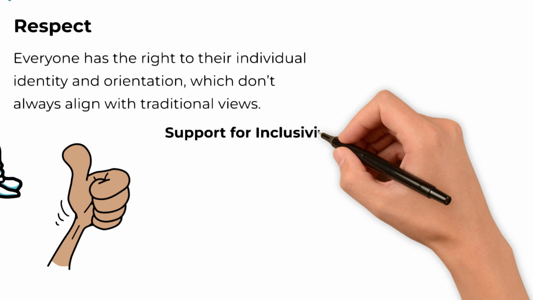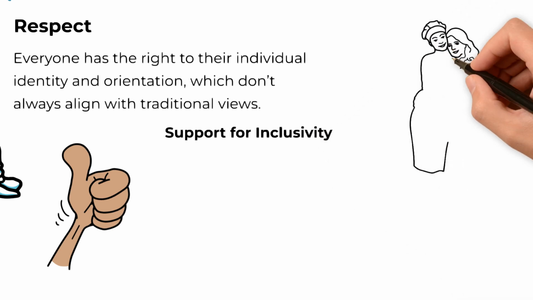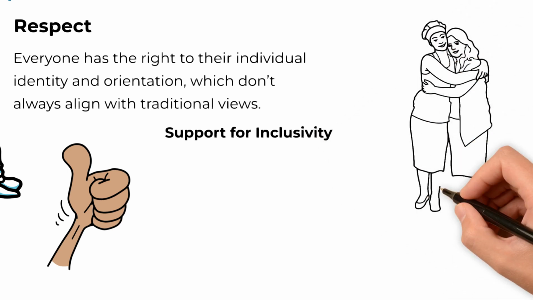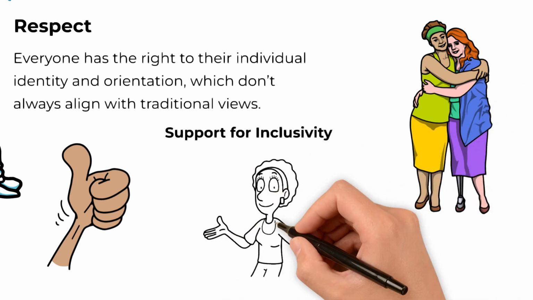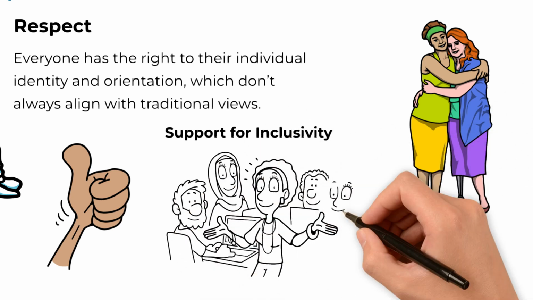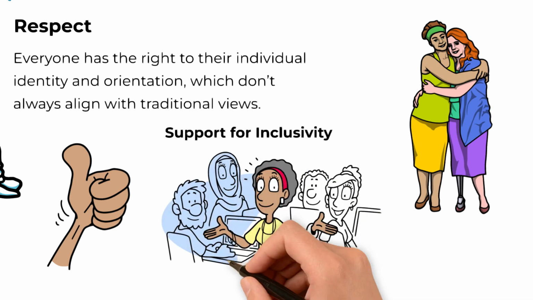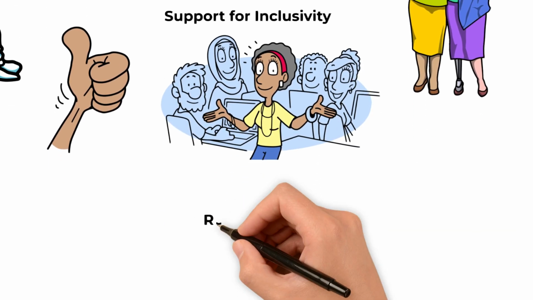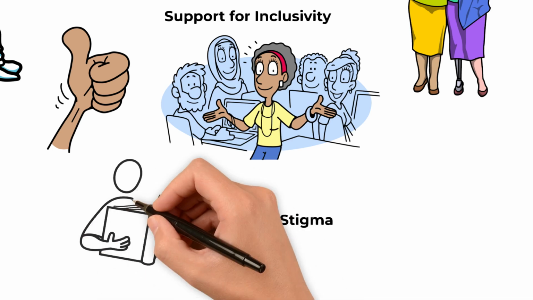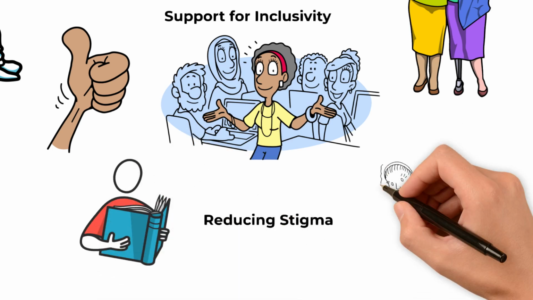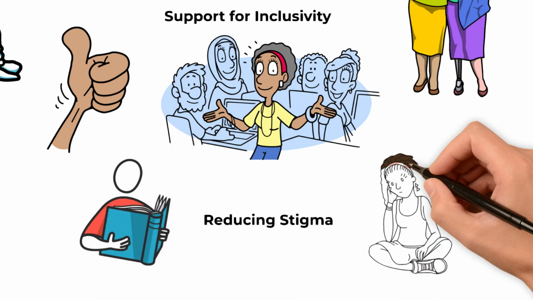Support for inclusivity. Inclusivity in society depends on understanding and accepting different identities and orientations. This is vital to creating a safe environment for everyone, regardless of gender identity or sexual orientation. Reducing stigma. Proper understanding of these concepts can help avoid stigmatization and discrimination. This is especially important for young people just beginning to explore their identities.